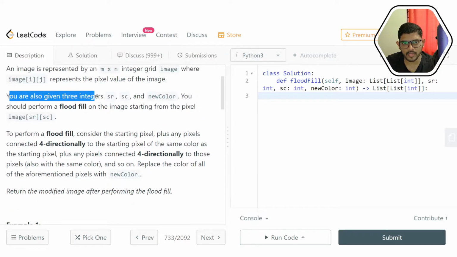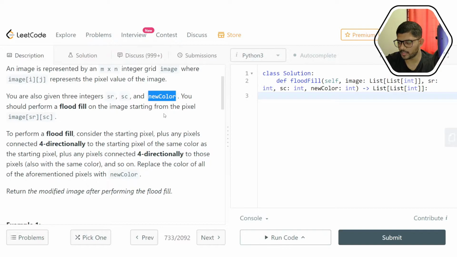We're also given three integers. The first is SR, which I look at like starting row. The next integer is SC, again I look at it like starting column. And a new color, which is also an integer. We will discuss what role they are playing in this problem.